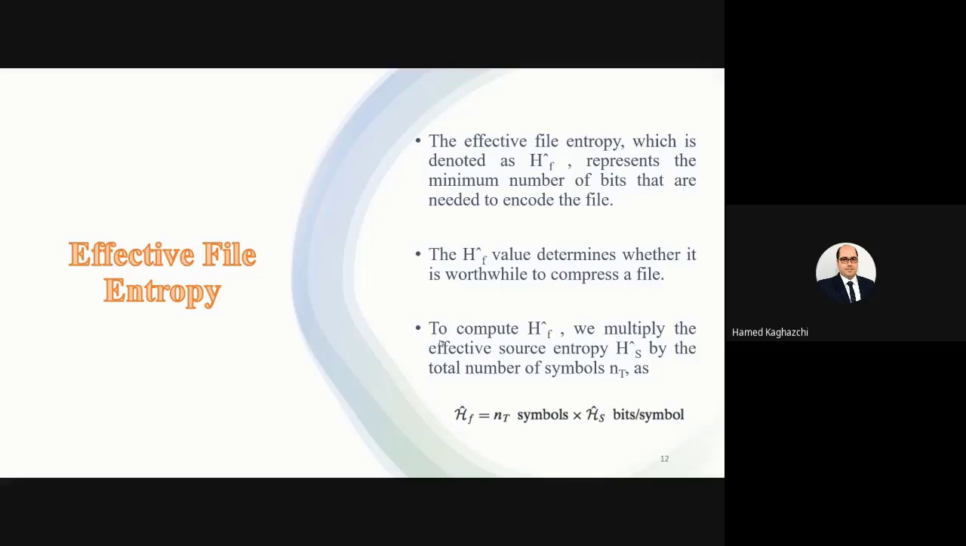Now, after calculating the effective source entropy, we also need to find the effective file entropy, which is denoted by h hat of f. This h hat of f represents the minimum number of bits that are needed to encode or compress the file. The minimum number of bits that we need to encode the file.